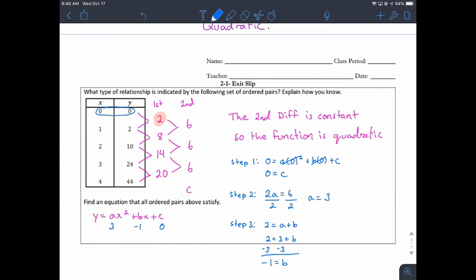So our final answer here is y is equal to 3x squared minus x, and then c was 0, so we're done. 3x squared minus x.